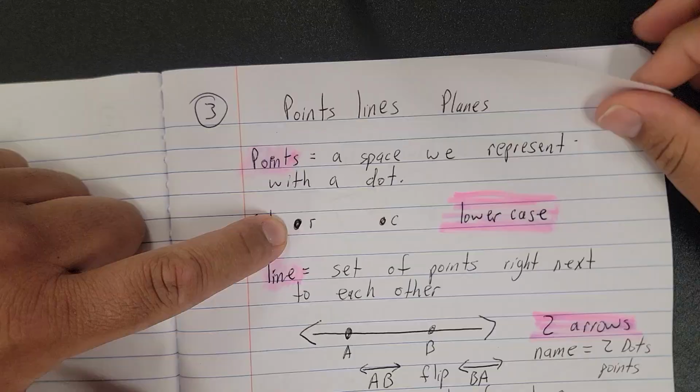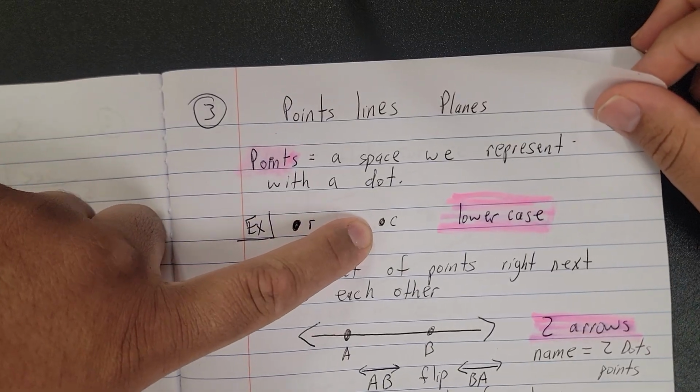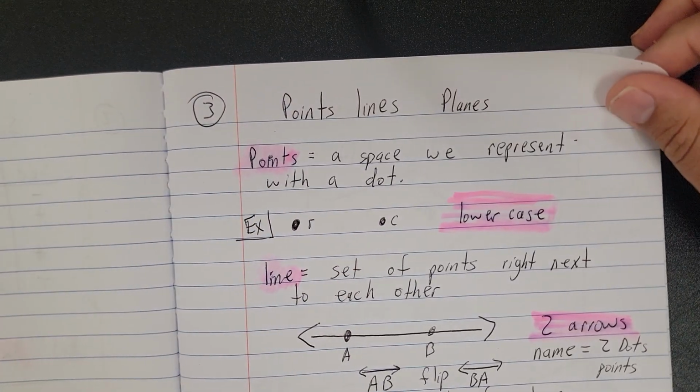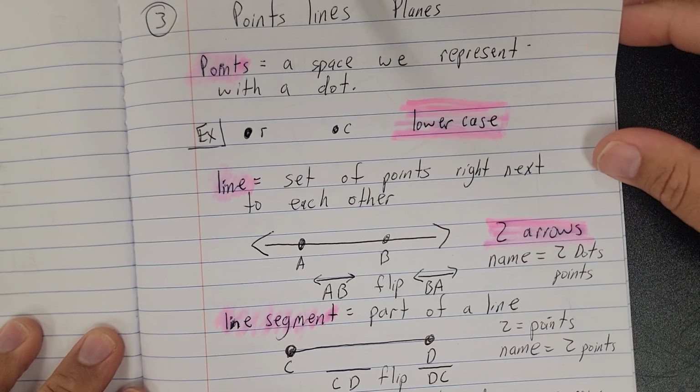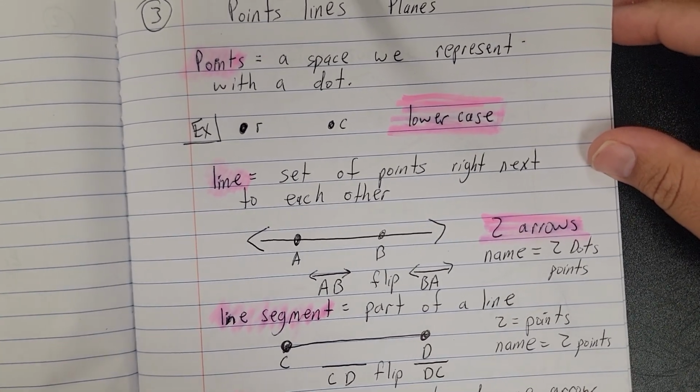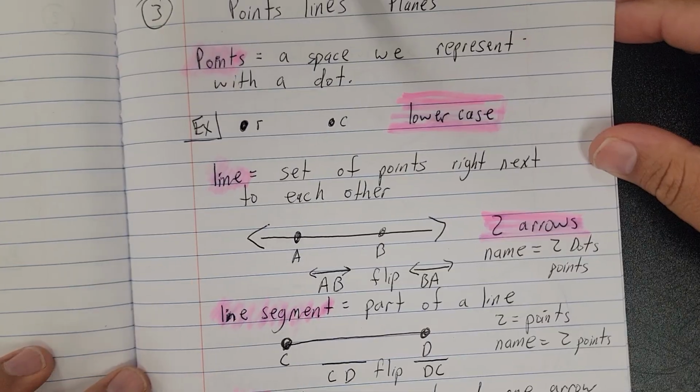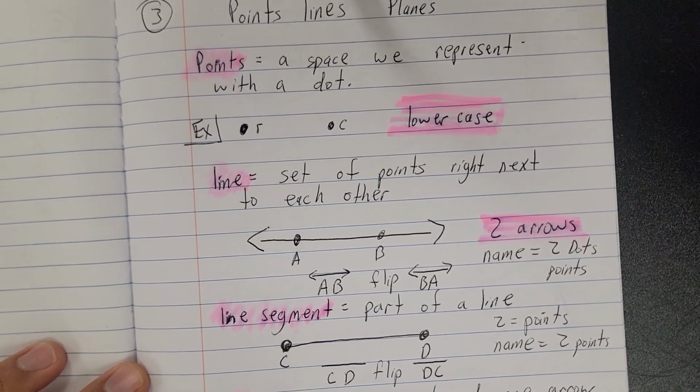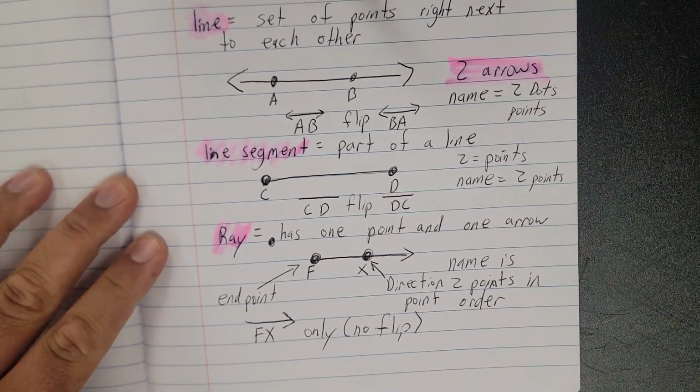All right, this is a point. This is not a decimal. This is a point, right? So then copy this down. Line segment, part of a line. There you go. Go down a little bit.